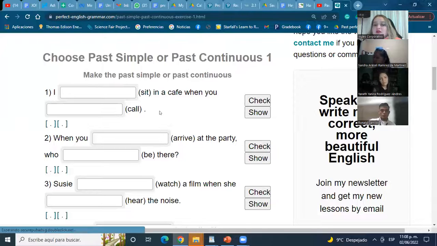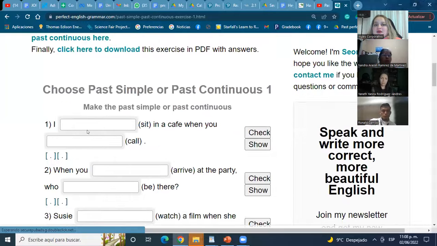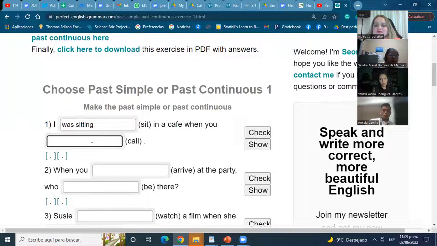All right, let me show it to you. We're gonna do this exercise. It's not gonna take long. We can do the first one and the second one together. They're 20, okay? So we can do two together. Number one would be what? I was sitting. Yes, I was sitting in a cafe when you called me. When you called, yes. This action was in progress, this one interrupted.